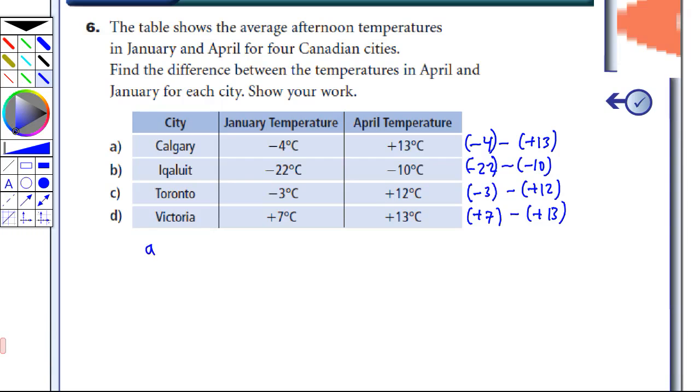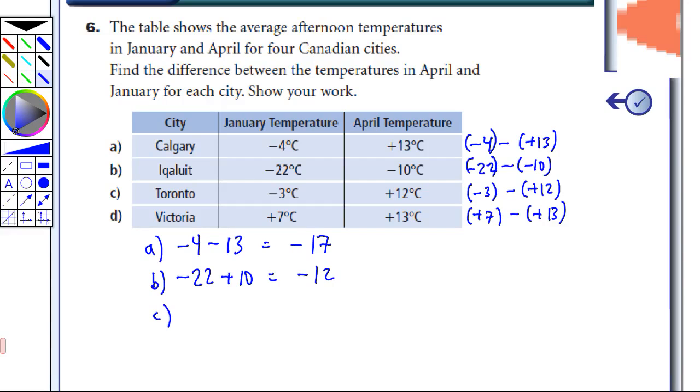So for A, minus 4 minus plus 13 turns into minus 13, which will end up equaling minus 17. If we use a number line, you could figure it out that way as well. For B, we have minus 22. This time we have minus minus. That turns into a plus, so plus 10. That will leave me with minus 12.